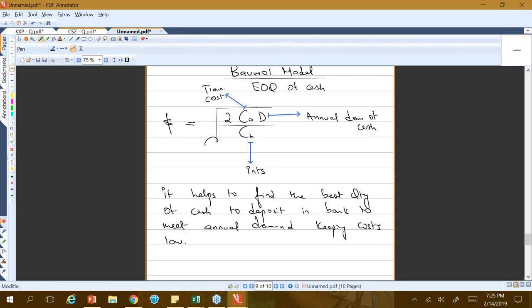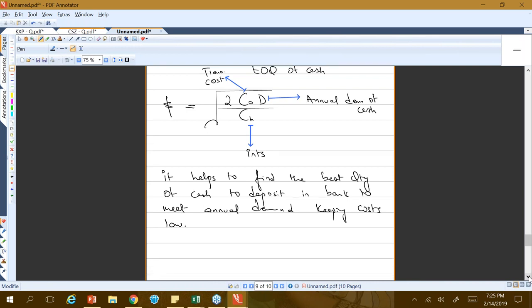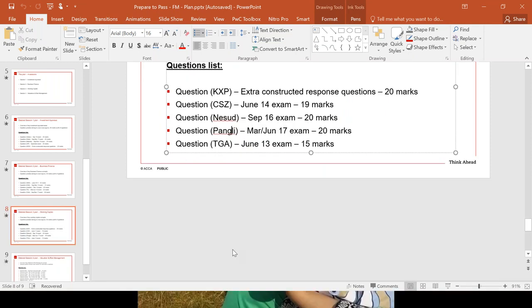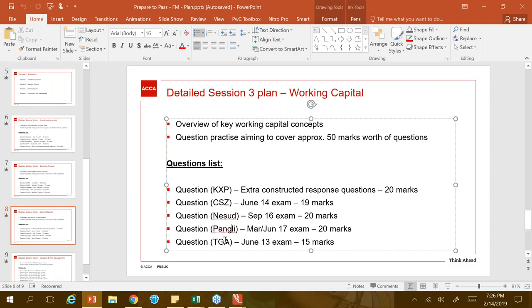Now, this is it on the cash management models. What I would like you to do later this evening or tomorrow is that there are some other good questions as well here. There are three questions. One is NICID, one is Pangley, and the other is TGA. These are all really good questions on working capital. We just had time constraints here that we couldn't do these questions in exam time. Otherwise, I would have loved to do them. So you can try these questions, and two of them are quite recent in the last few years. And I've taken the June 13 exam as well, TGA, and all these questions are there with you. So I hope that this would help in your practice on working capital.